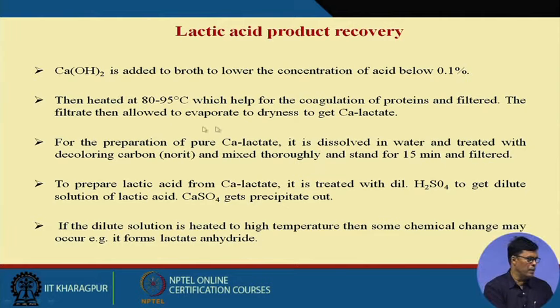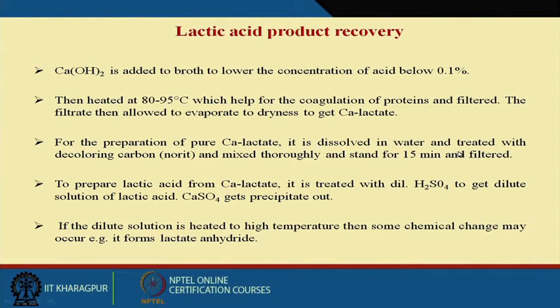Then the question comes of how we recover the lactic acid. Calcium hydroxide is added to the broth to lower the acidity below 0.1%, and then it is heated to 80 to 95 degrees centigrade for coagulation of protein and filtered. The filtrate is then allowed to evaporate to dryness to get the calcium lactate. Initially our intention is to produce calcium lactate, and this pure calcium lactate is dissolved in water, treated with decolorizing carbon, mixed thoroughly, left to stand for 15 minutes and filtered, because it may give some color to the product. That is why we use activated carbon.